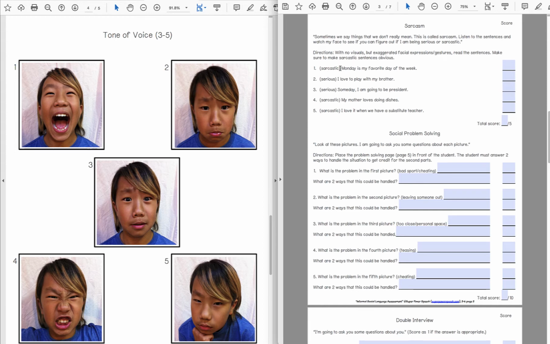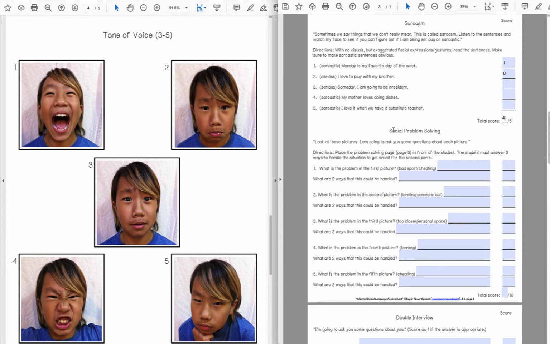So for the first one, I might say, Monday is my favorite day of the week. And I am going to overemphasize because otherwise it's not clear whether it's sarcastic or not, even for someone with pretty typical social pragmatic skills. And then the next one, I'm going to say in a serious way, I love to play with my brother. And I'm going to give the student credit, whether or not they could do it or not. As we go down, they got 4.